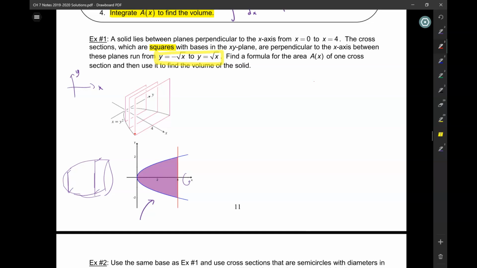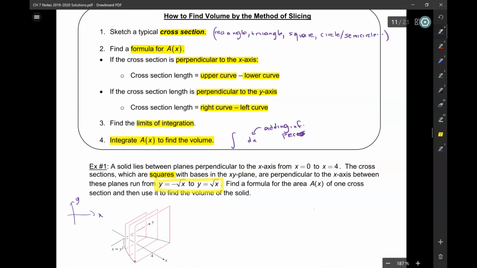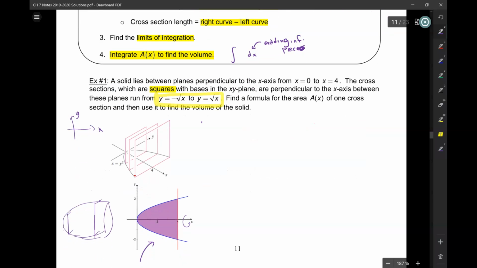So first, let's find the area of this. The first step is to draw a typical cross section. This is one of the cross sections. Now this is a square, which means the sides are equal to each other. Now, if this is the square, look at this.